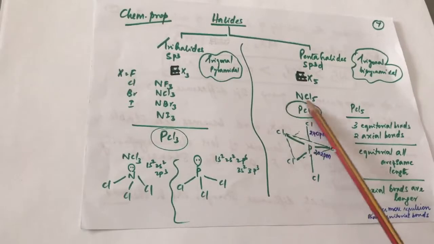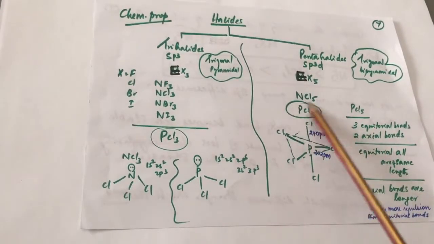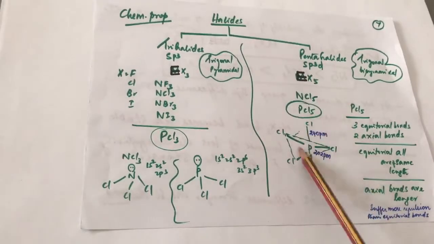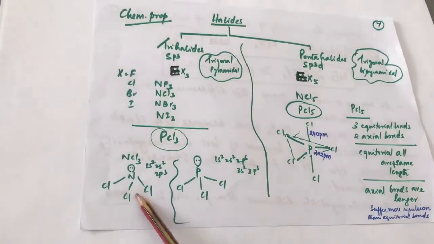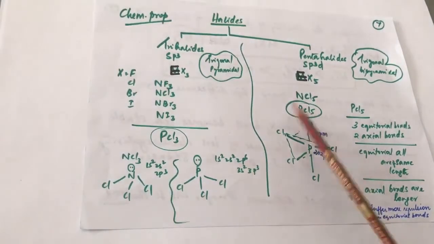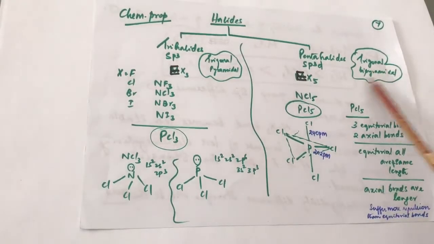I'll tell you the reason why I'm talking like that. But PCl5 is of interest to us. Here also you can see PCl3 being formed, in the same way as NCl3. Here PCl5 has a special structure, isn't it? So it has a trigonal bipyramidal structure.